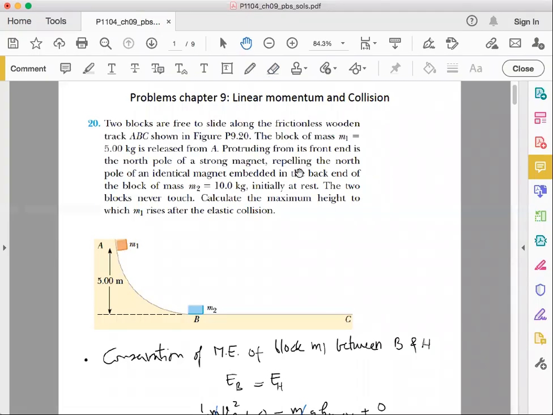Good morning, everyone. In today's lecture, we're going to solve problems about linear momentum and collision. Let's start with the first one.